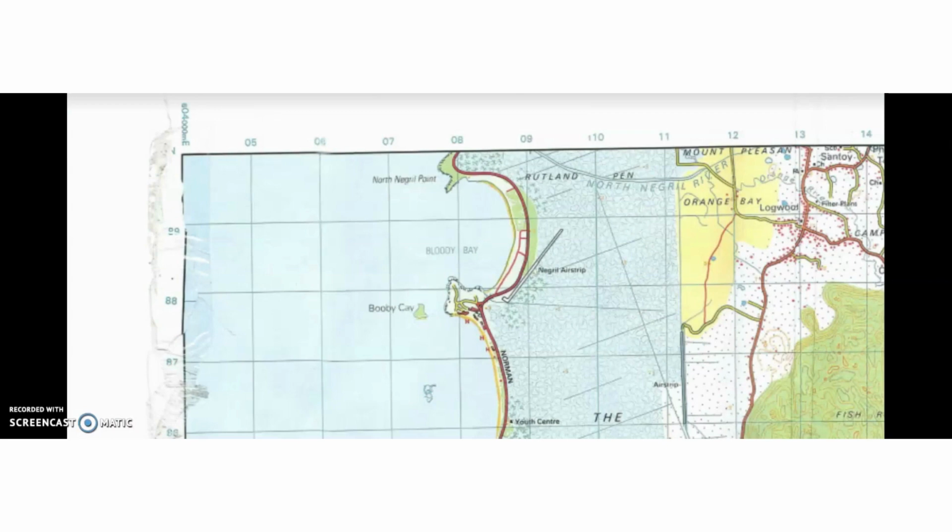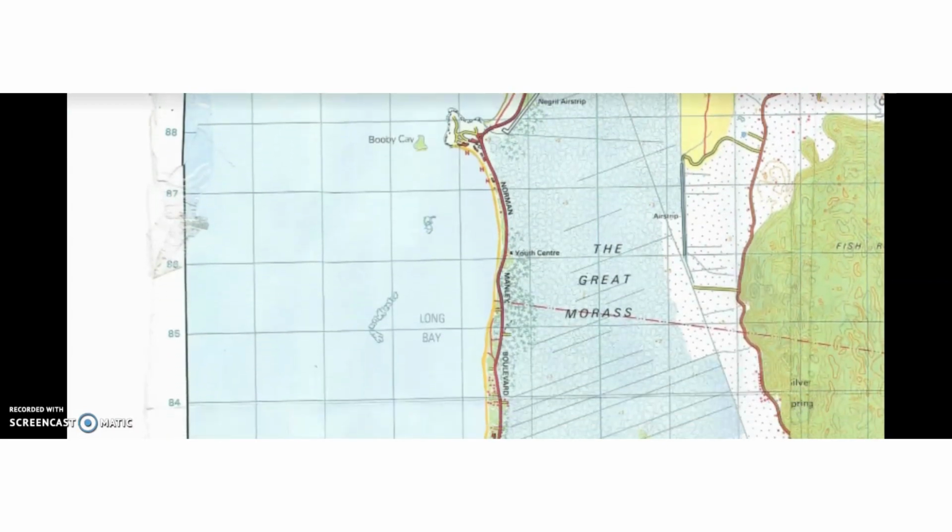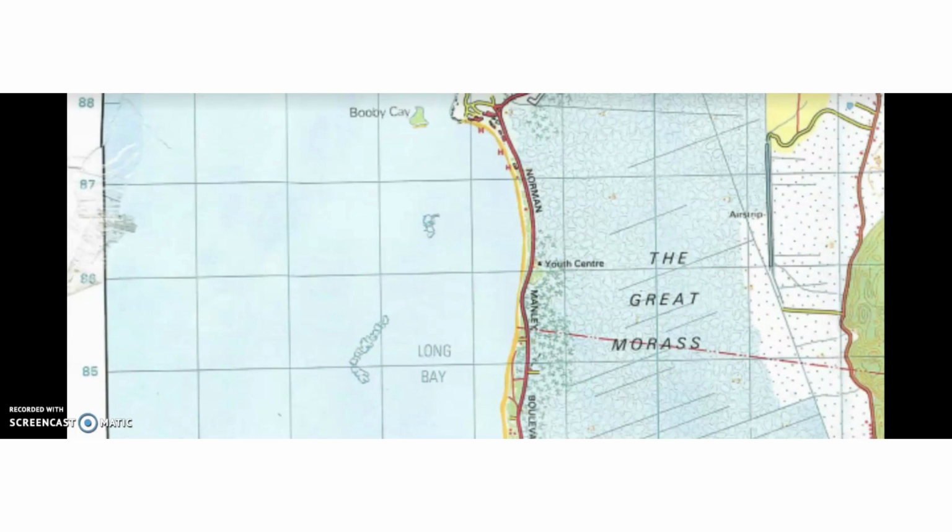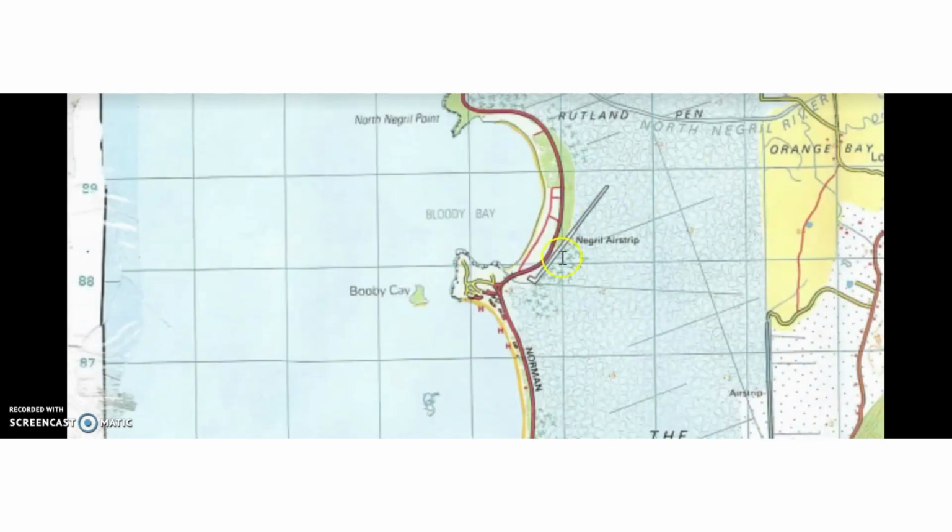All right, if we scroll down, we can see the Great Morass written right here. Great Morass. Let's zoom in a little bit. We can actually see west of that, we are seeing Norman Manley Boulevard. We are seeing a youth center. We are also seeing a Negril Airstrip. Now the Great Morass is a whole region inside here. You understand what I'm saying?